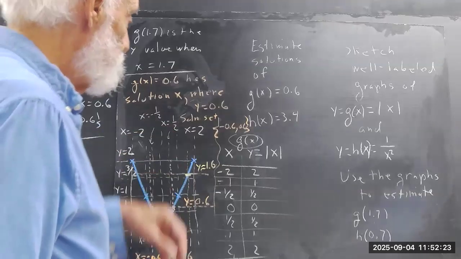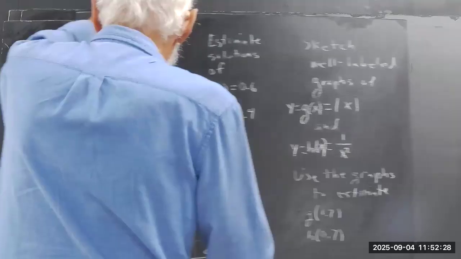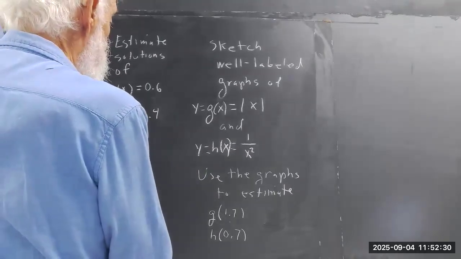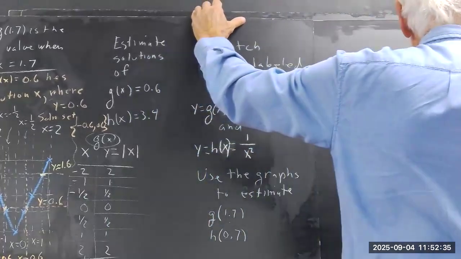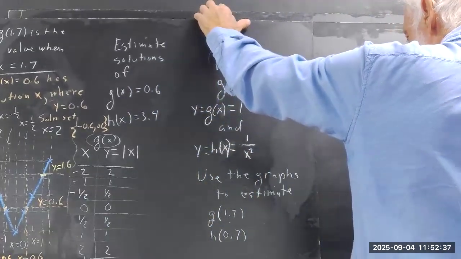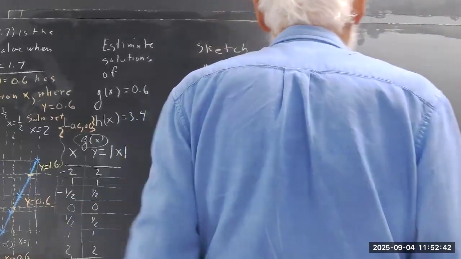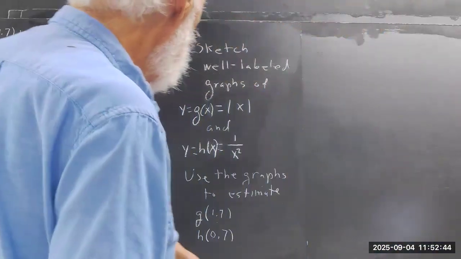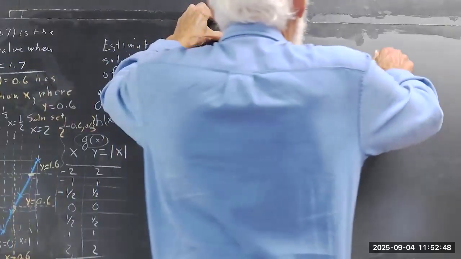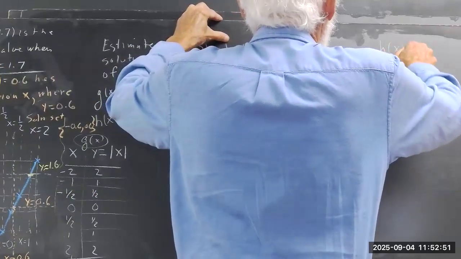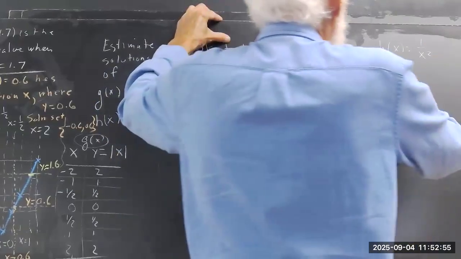Now let's deal with our h of x function. So I'm going to pull this board way over here. Put this one over as far as I can. All right. H of x equals 1 over x squared. So we make a table.